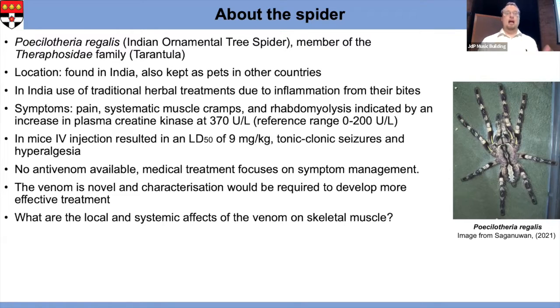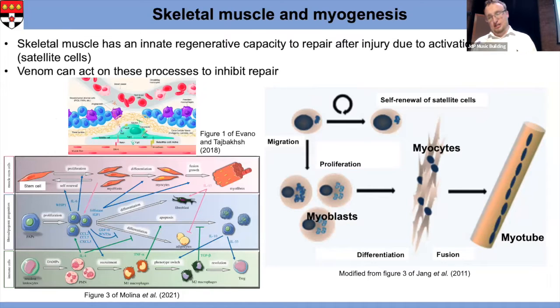So the question I am asking is, what are the local and systematic effects of the venom on skeletal muscle? To begin to answer that question, a short introduction on myogenesis and what forms skeletal muscle.